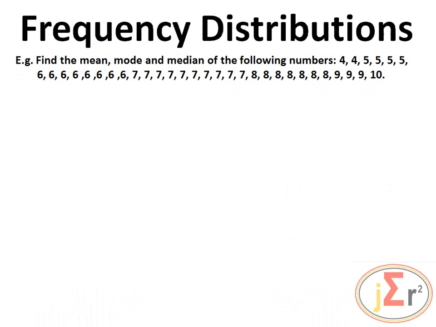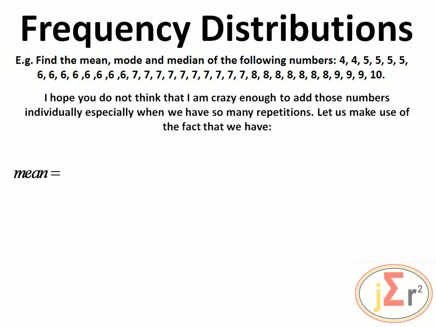This is a very large data set, we think. Now, I'm going to be using our typical way of finding especially the mean in order to show the necessity of having what we call a frequency distribution. So we are going to find the mean. I hope you do not think that I am crazy enough to add those numbers individually, especially when we have so many repetitions. Let us make use of the fact that we have 2 4s. Right? 2 4s are going to be contributed.